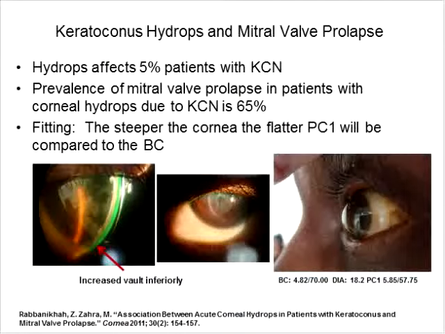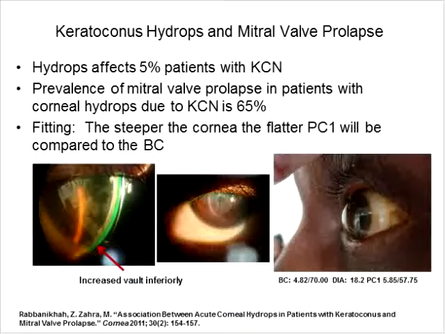Some patients have severe keratoconus and can develop hydrops. Patients with hydrops secondary to keratoconus have a 65% prevalence of mitral valve prolapse, which is greater than the normal population and even that of patients with keratoconus who have up to about a 58% prevalence of mitral valve prolapse. Patients with corneal hydrops should visit their primary care provider and, if needed, be referred to a cardiologist.